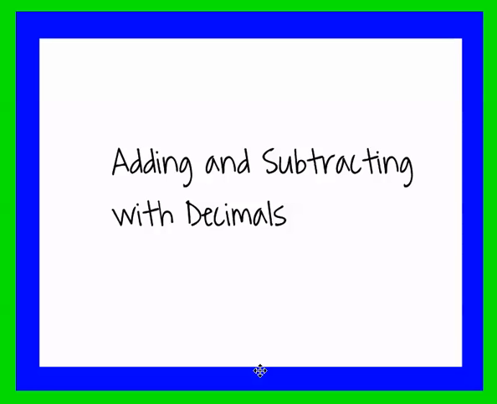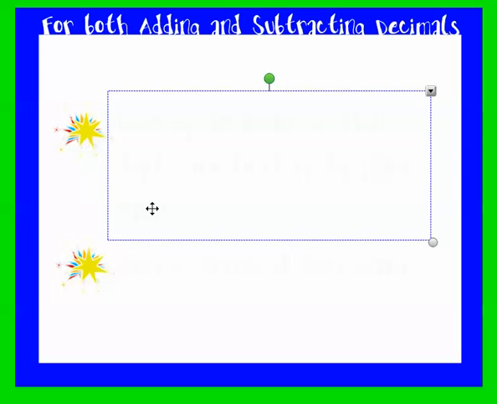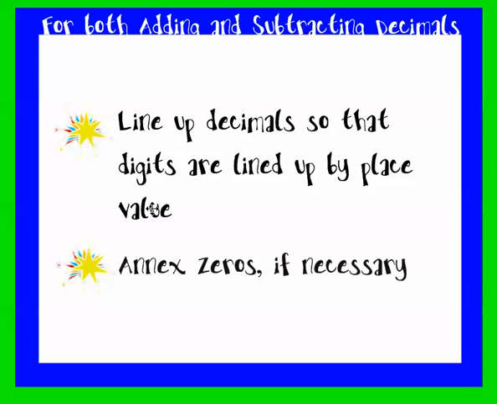Let's review adding and subtracting with decimal numbers. For both adding and subtracting decimal numbers, the organization for these problems is really going to be the same type of organization that we used when we were adding or subtracting whole number values. We're going to start by lining up the decimals so that digits are lined up by place value. But we may also need, in the course of our work, to annex zeros in order to subtract correctly.